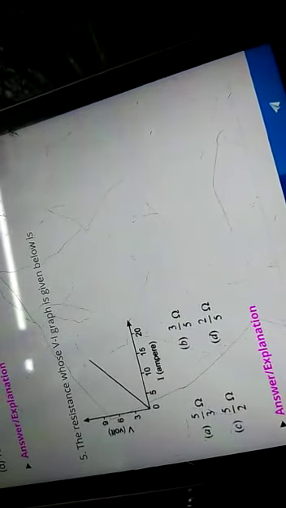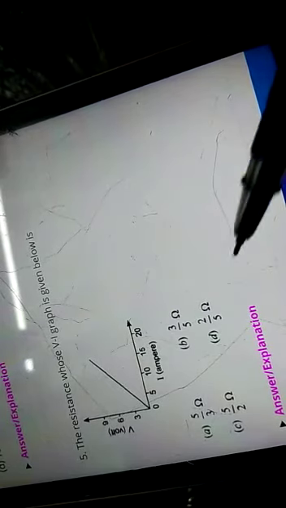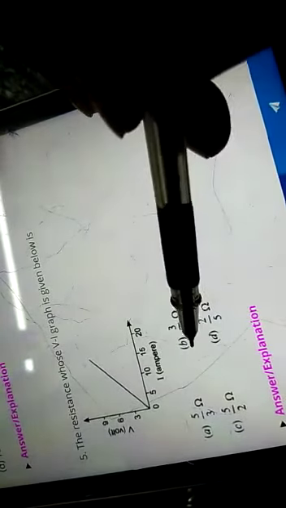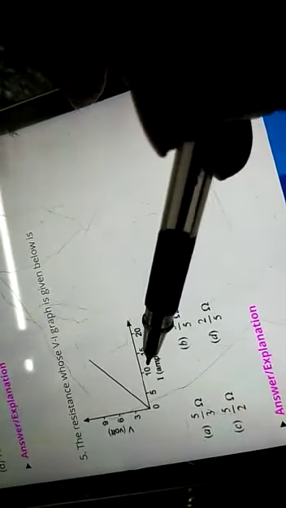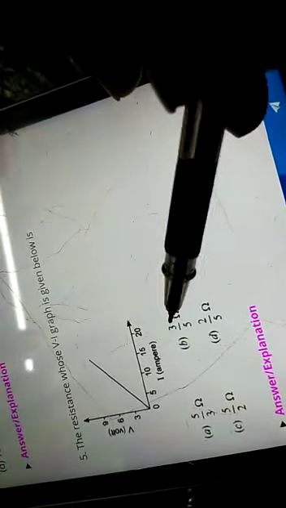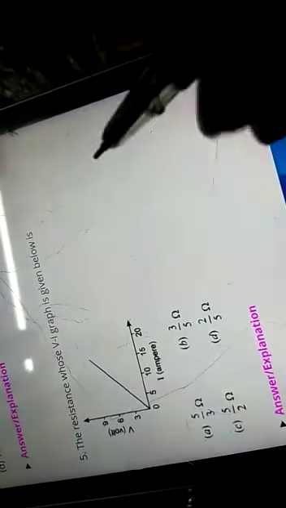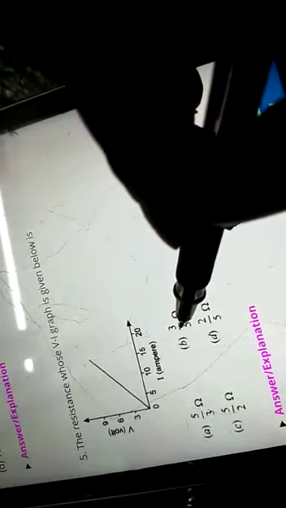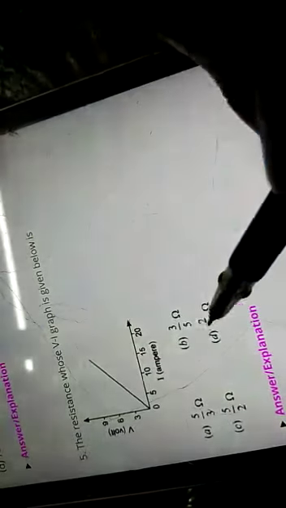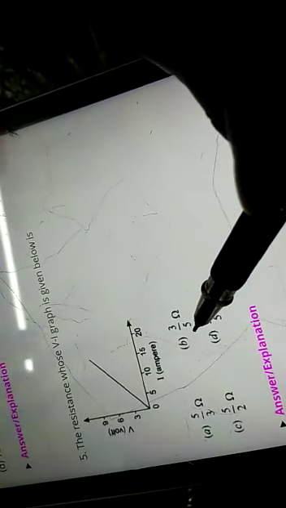So 9 by 15, if you cancel, becomes 3 by 5. 3 3s are 9, 3 5s are 15. So your correct option is B. The difference in voltage is 9 and the difference in current is 15. So 9 by 15 is your correct answer, and if you cancel 9 by 15, it ends up with the result 3 by 5. So your correct option will be B, and your answer is 3 by 5.